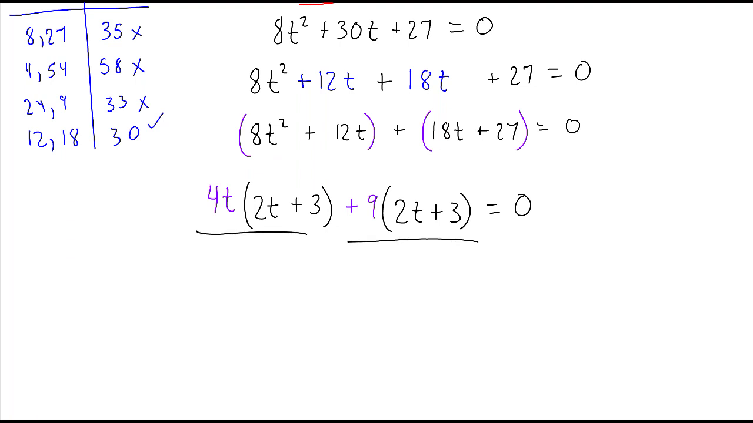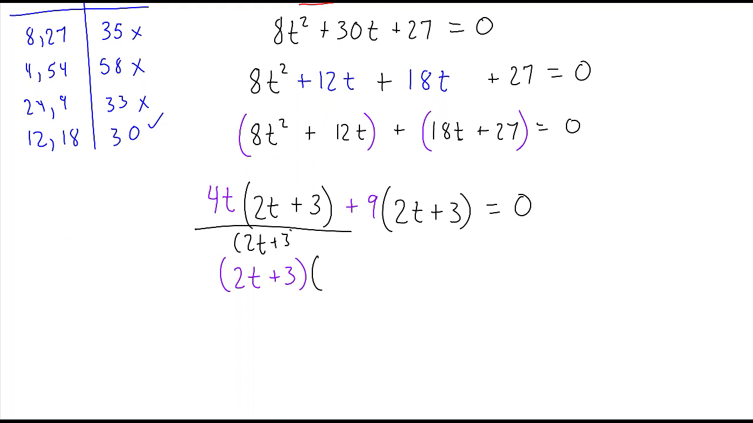Okay, now, these two terms have a common factor. 2t plus 3 is the common factor. So 2t plus 3, I'm going to factor out. And what's left behind? If I factor out 2t plus 3, I'm left with 4t. And if I factor out 2t plus 3 here, I'm left with 9. So there we go. 2t plus 3 times 4t plus 9 equals 0. We have factored the equation.